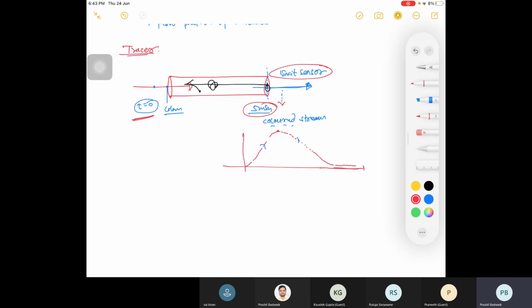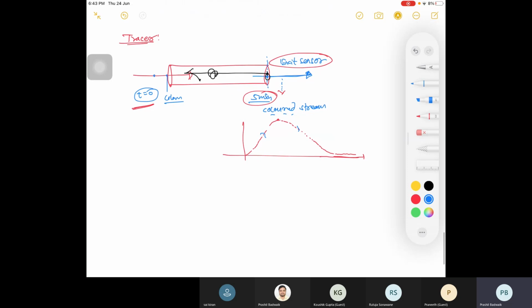Using some sensor. And if you don't have any sensor, you can use simply color. Okay. So what are the properties of a tracer? Properties I'll write for your information. It should be non-reactive, right? If it is reacting with your reactant or something, so it will be a problem.